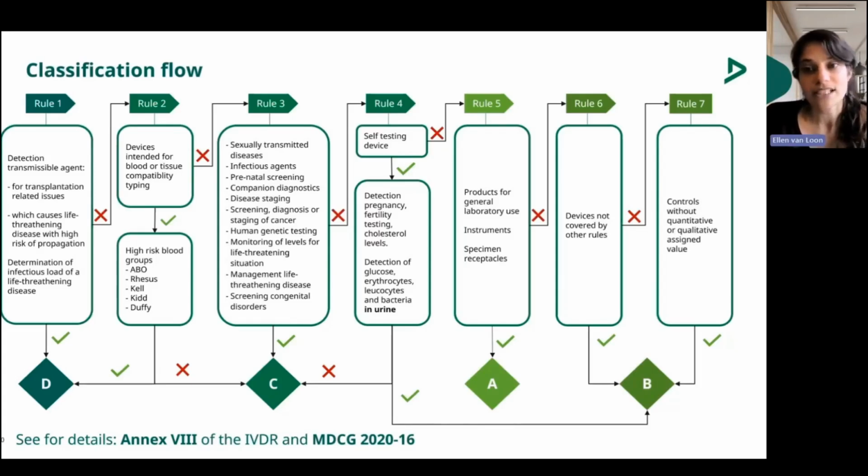For example, one of these implementing rules is that the control materials with a quantitative or qualitative assigned value, these shall be classified in the same class of the device. Another implementing rule is that if several classification rules apply to the same device, then the higher classification applies to your device.